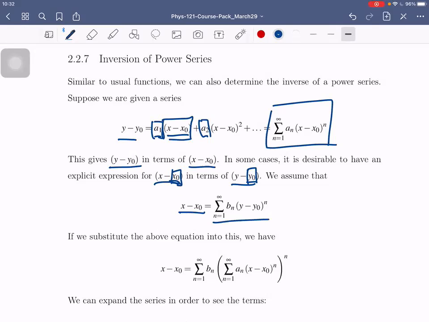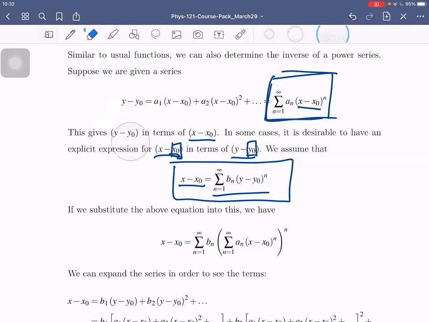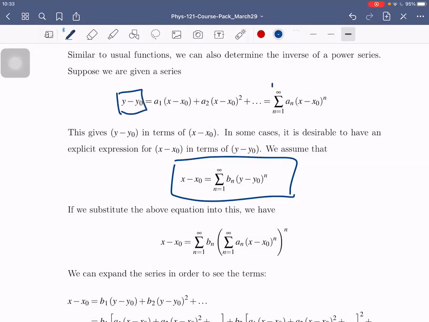So similar lang dun sa isa. Okay? So in order to get the inverse, let's substitute yung value ng x minus x sub 0. So papalit natin yung buong ito dito sa expression natin ng x minus x sub 0. So ang gagawin natin is, we have this whole expression. And since we are given the y minus y sub 0, like this, papalit natin itong buong to dito. So now we have this big summation.